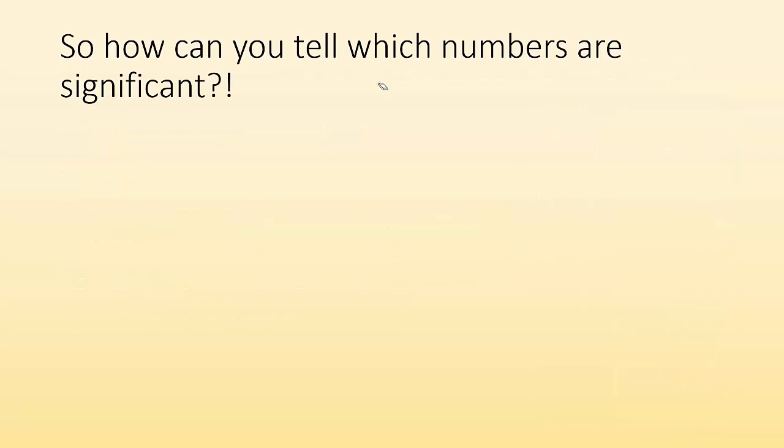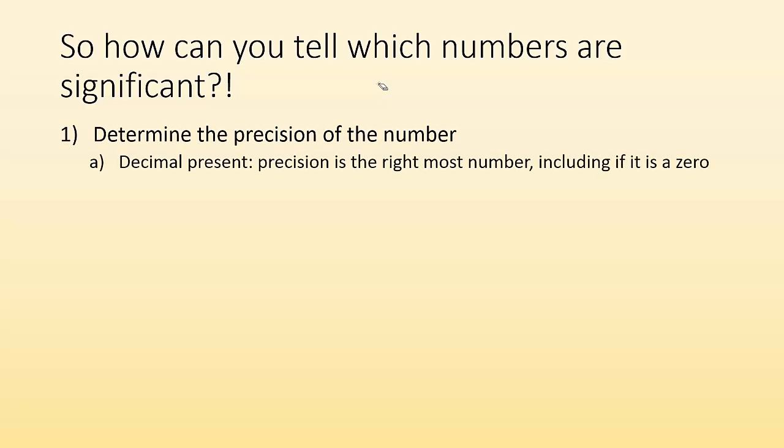So how can you tell which numbers are significant then? Because sometimes zeros are significant, sometimes they're not. How can I tell the difference? All right, well, this is what you do. First, determine the precision of the number. So if it has a decimal point present, then the precision is the rightmost number, including if it's a 0. So you got a decimal point, you go all the way to the last number that they wrote on the right, and that is your precision. If there is no decimal point, then the precision is the rightmost non-zero. So no decimal point, you go as far right to the first or the last non-zero.